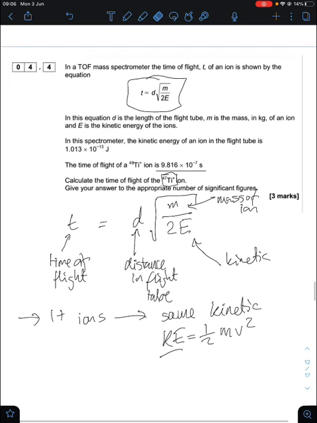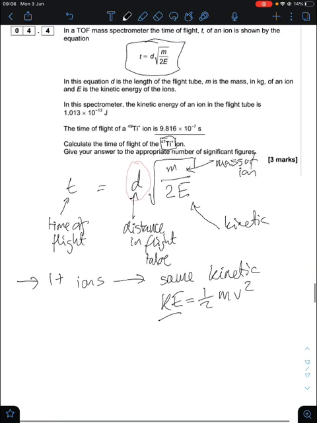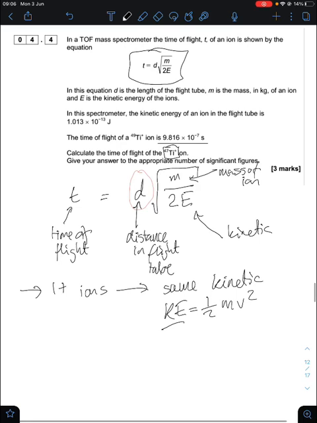Now, the issue here is we are looking to find the time of flight for the 47 ion, but we do not know the distance of this flight tube. Okay, but this doesn't mean we can't solve this equation. And the key here is we're going to have to use the time of flight for the 49 ion.